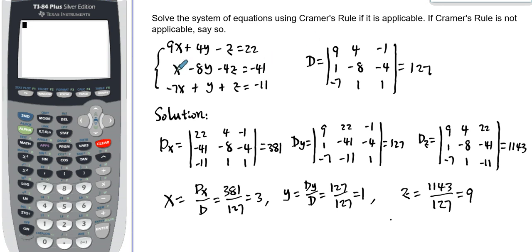First, we want to find the coefficient matrix. That's 9, 4, and negative z is actually negative 1 times z. So that's how you put it here. Okay, and similarly, we can do the rest.